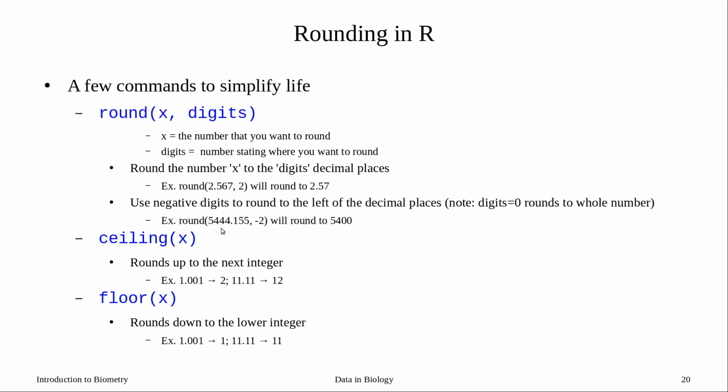If we go -1, we go to the left of that, so we're at the tens place. If we go -2, we're at the hundreds place. If we go -3, we're at the thousands place. So you should see that when we round, and we're rounding to different points, we're going to change the digits.